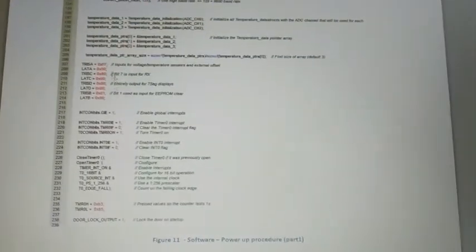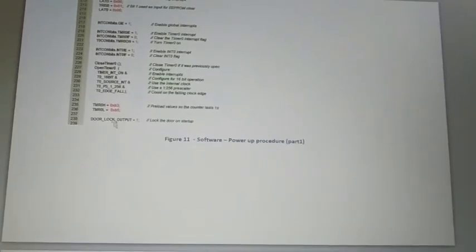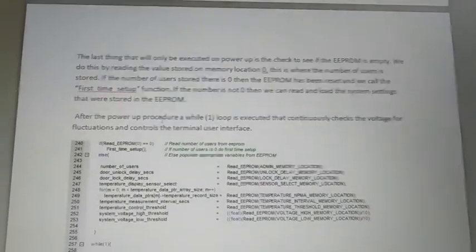Then we initialize all of the ports for the PIC. We initialize the interrupts and the timer 0, and we initialize it to 1 second again. Then we just lock the door and we continue.